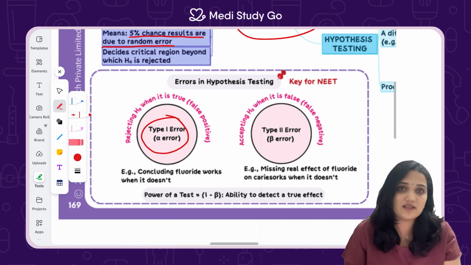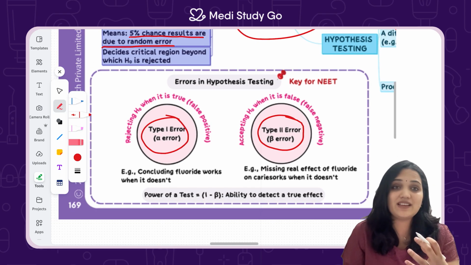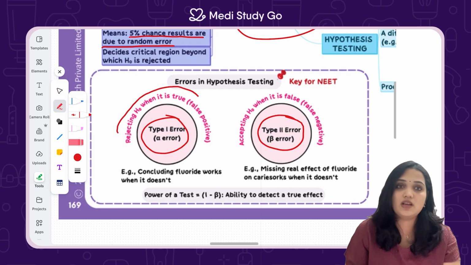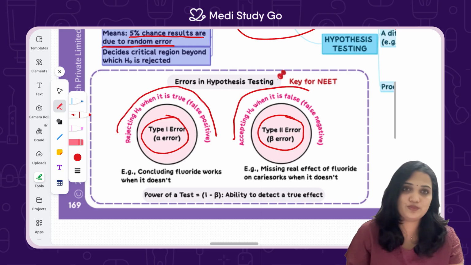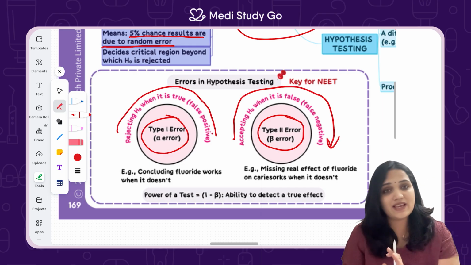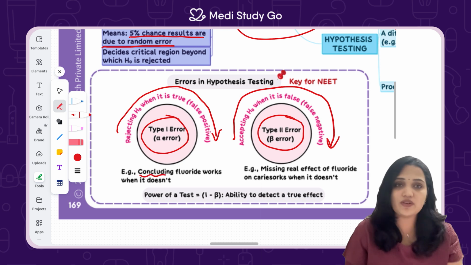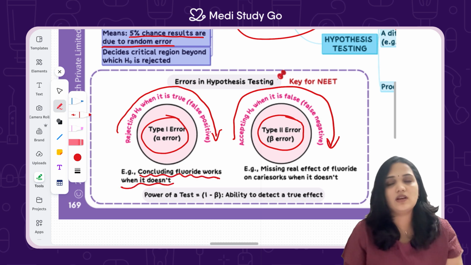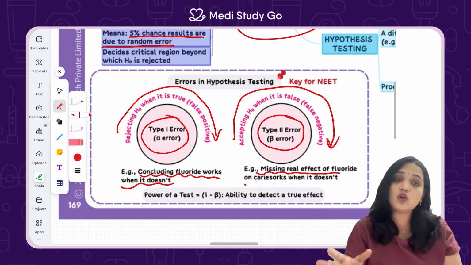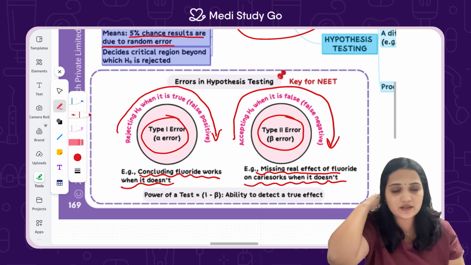Type 1 error is when you're rejecting your null hypothesis when it is actually true. So you say there is a difference, but actually there is no difference between the data. Like the same example, you conclude that fluoride works, but actually it doesn't. That is type 1 error.